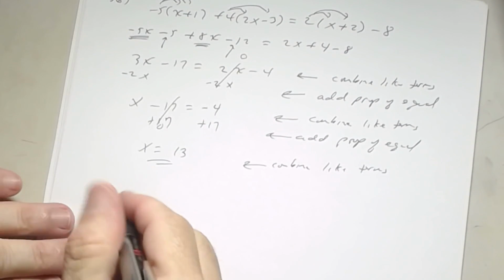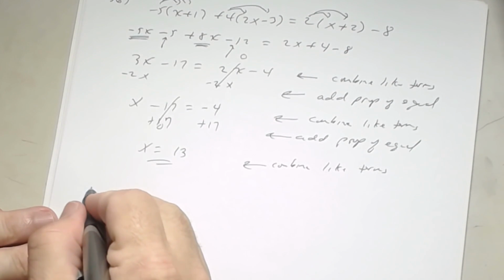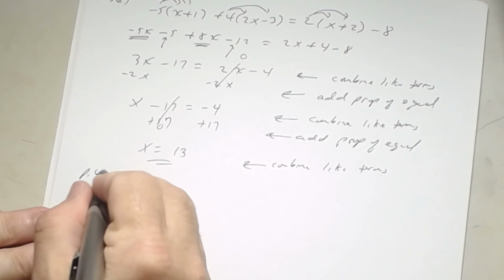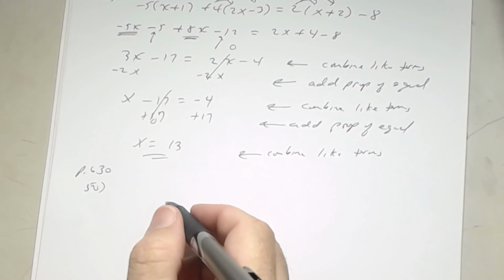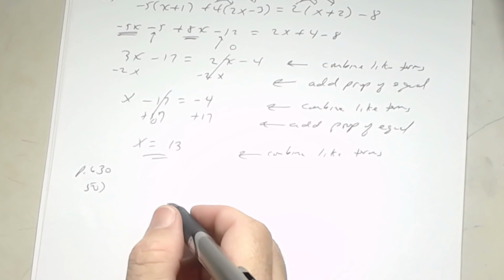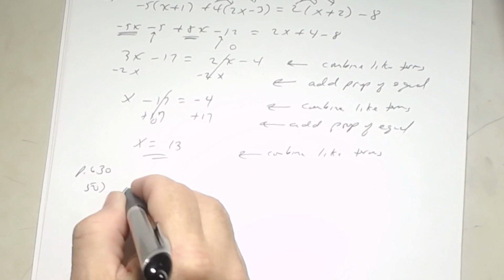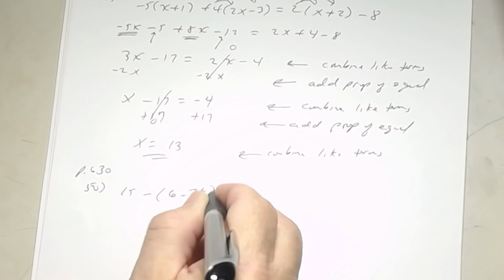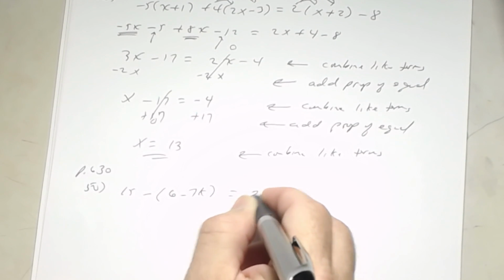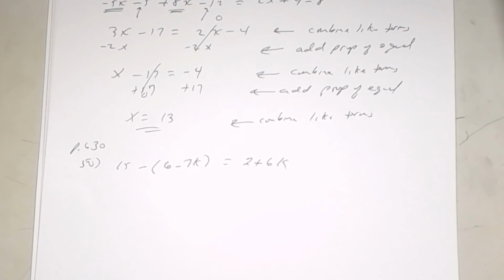We had this on a worksheet, so I want you to think about this. Again, this is number 50 on the same page. Number 50 on the same page, and it looks like this. We have 15 minus, in parentheses, 6 minus 7k equals 2 plus 6k. All right, so that's where I'm at.